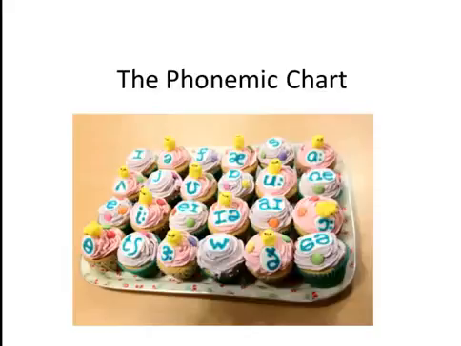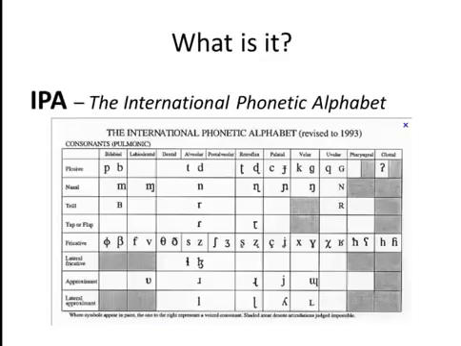So what do we mean when we talk about the phonemic chart? The image that you've probably seen comes from a bigger set of symbols called the IPA, which stands for the International Phonetic Alphabet. This is a way of describing all of the sounds that humans use in language.